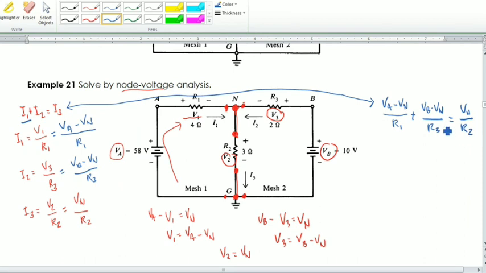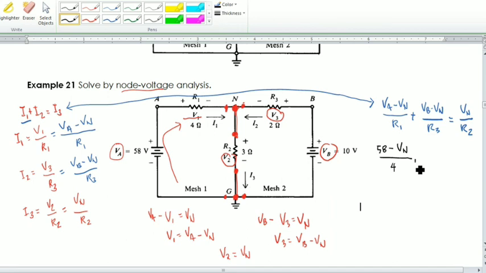Okay? So, since in our figure we are given V sub A, V sub B, as well as the resistances, let us substitute them. V sub A is 58 minus your V sub N, over your R sub 1, which is 4, plus your V sub B, which is 10 minus V sub N, over R sub 3, which is 2, equals V sub N over R sub 2, which is 3.